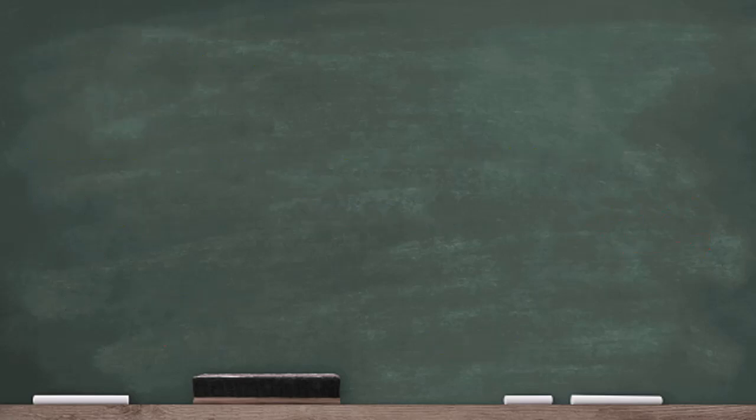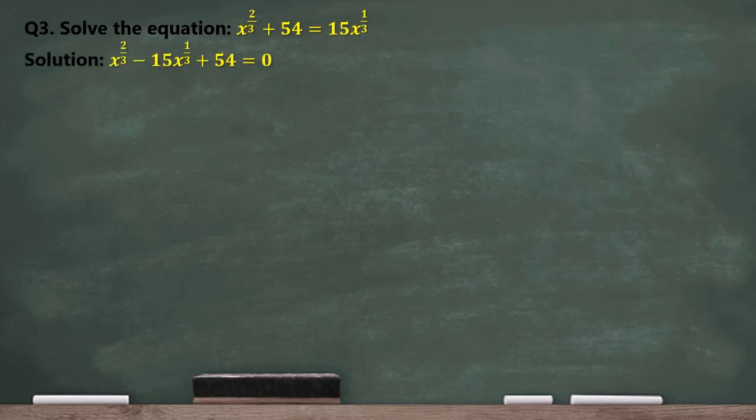Okay, now let's move towards question number 3. Solve the equation. You can see that question on the screen. Use the same technique. Let x raised to the power 1 upon 3 equal y, and if we take the square on both sides, that is x raised to the power 2 upon 3 equal to y square. So put these values in our given equation.